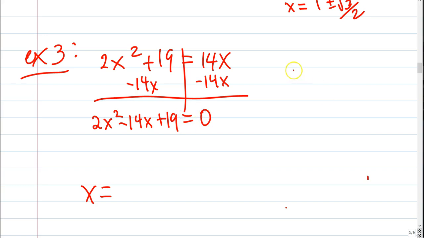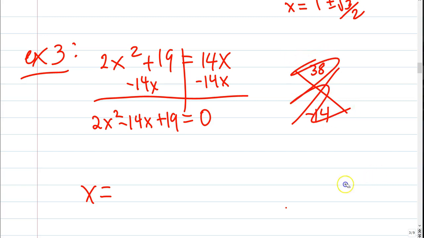Would I want to use factoring on this? AC, 2 times 19 is 38. And negative 14, what multiplies to make 38 and combines to make 14? 1 and 38, 2 and 19. I think we're stuck. This doesn't work. But it's worth checking, because if this could factor, that could save us a lot of work.